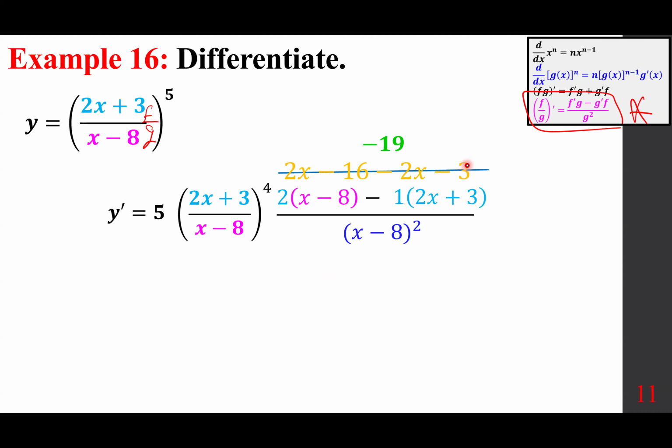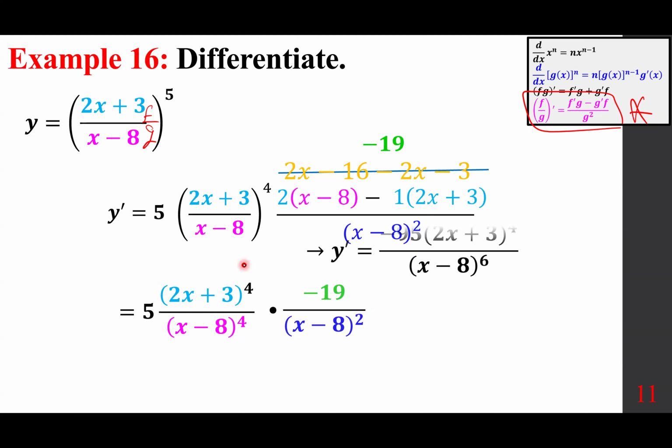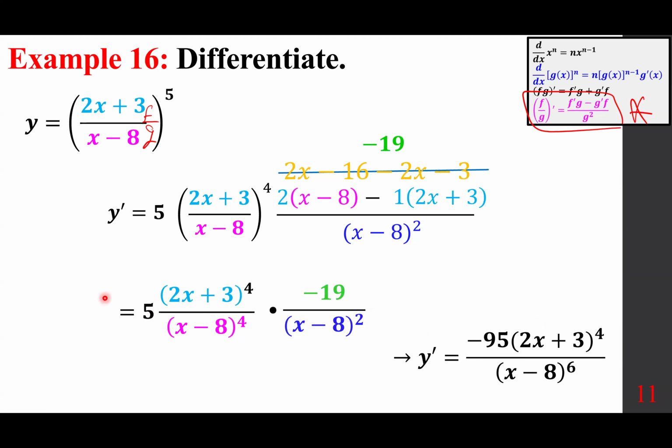Now you can go to the final step, but to make sure we're not going to make a mistake, this one is fine. This one, you write it as (2x + 3)^4 over (x - 8)^4. And of course, the last one, you just write it. The reason I wrote that is because I want everybody to see the denominator has (x - 8) to the power of 4 plus 2, which is 6. The numerator is 5 times negative 19, which is negative 95, times (2x + 3)^4. Now, if you don't need to write this step, you can go to the last one. That's just as good. It's your choice. As long as you don't make a mistake, all is fine.